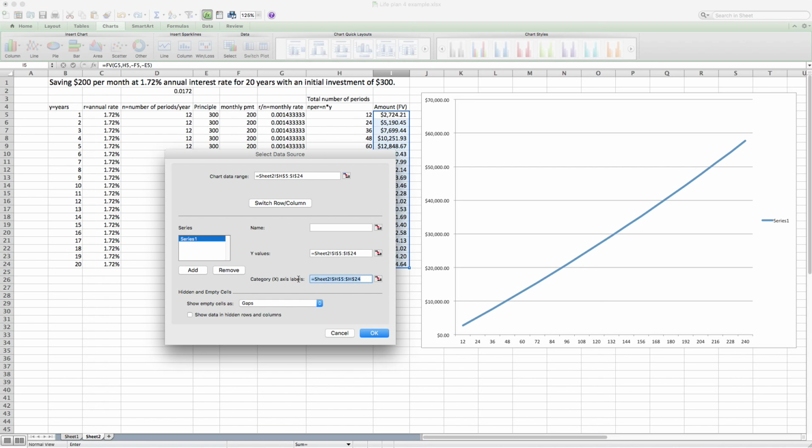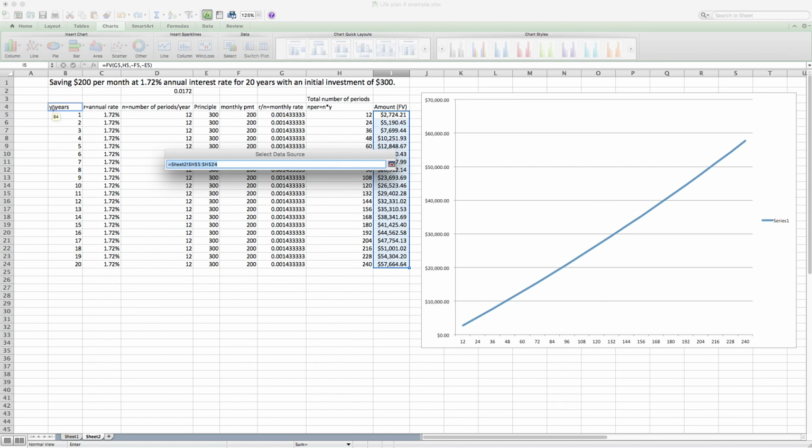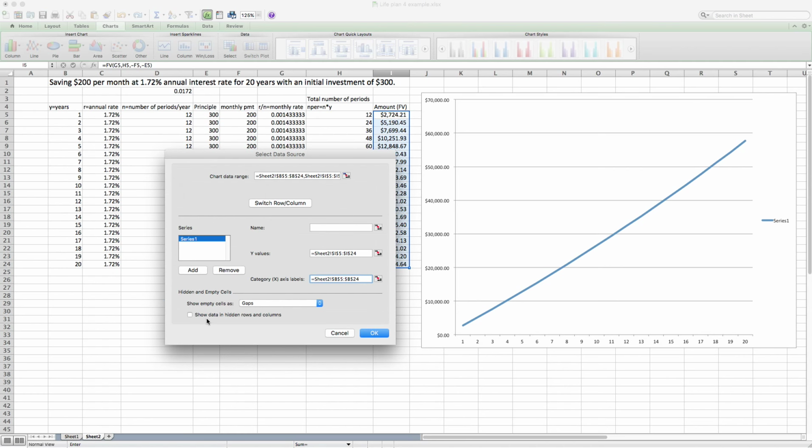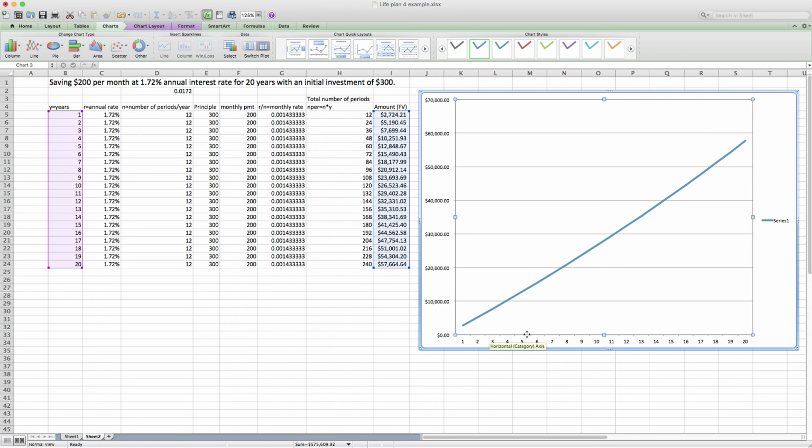You know what, I'm going to change my mind on that, and instead I'm going to go back, and I'm going to just do the number of year and enter. And now it's back again to 1 through 20.